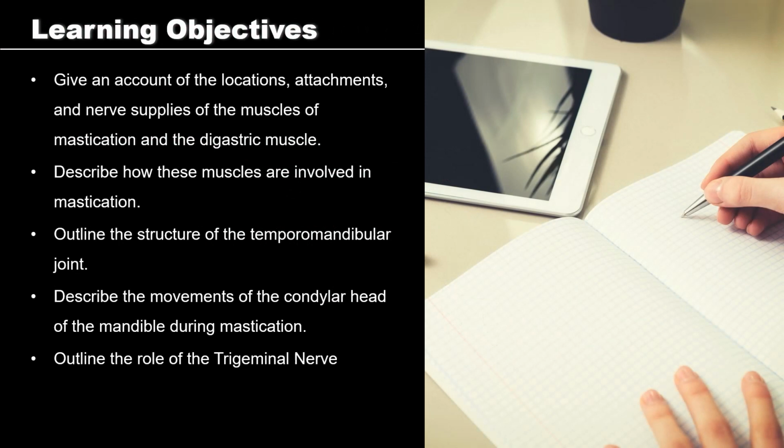Let's have a look at the learning objectives we are going to cover today. We are going to look at the locations, attachments and nerve supplies of the muscles of mastication and the digastric muscle and describe the actions that they have on the mandible. We are also going to look at the structure of the TMJ. And finally, we will go on to look at the movement of the condylar head within the temporomandibular joint. Firstly, let's look at the muscles of mastication and their function.